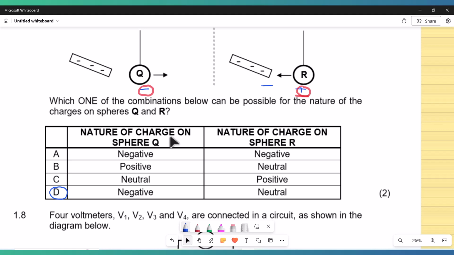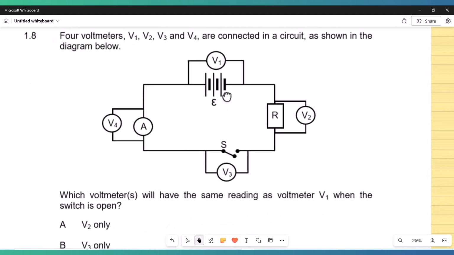Next on the Q, let's check it out. They said that 4 voltmeters V1, V2, V3, and V4 are connected in a circuit as shown in the diagram below. So this is V1, this is V4, this is V2, this is V3. They say here, which voltmeters will have the same reading as voltmeter V1 when the switch is open.